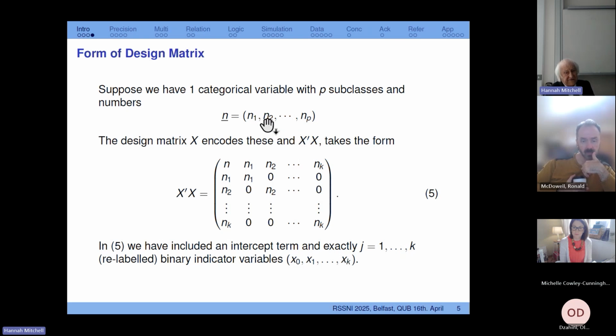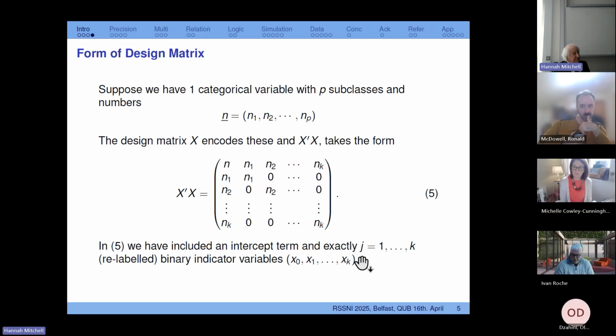But if I pick n2, then I have relabeled this, j running from 1 to k. So we have x0 and we have x1 to xk binaries where the non-reference categories are labeled 1 up to k. You see that?